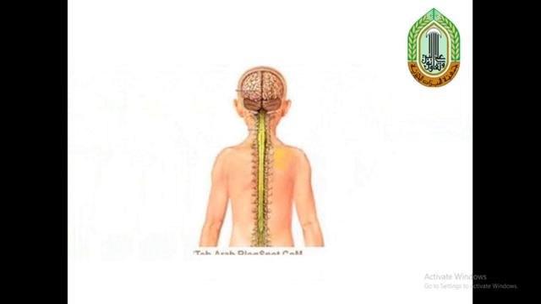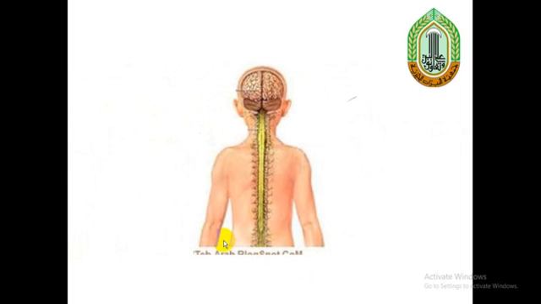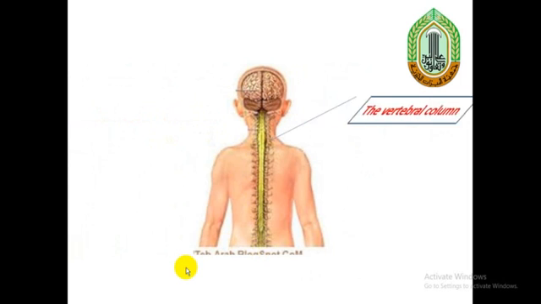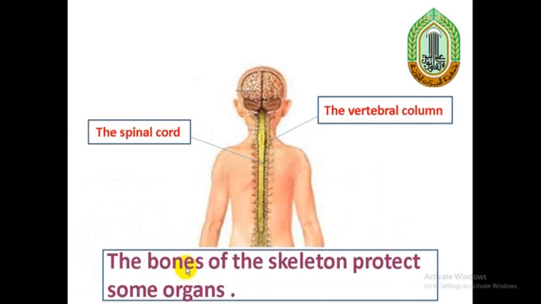Did you conclude what is the role of the skeleton? Let's see this last example. So here you see the vertebral column, and inside the vertebral column we have an organ called the spinal cord. The spinal cord is protected by the vertebral column. So, in all, the bones of the skeleton protect some organs. This is the second role that the skeleton has.